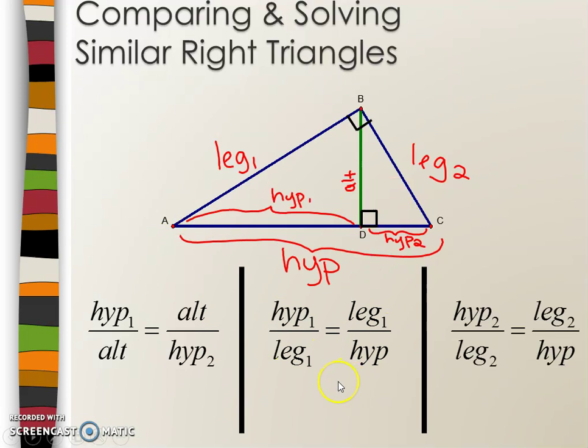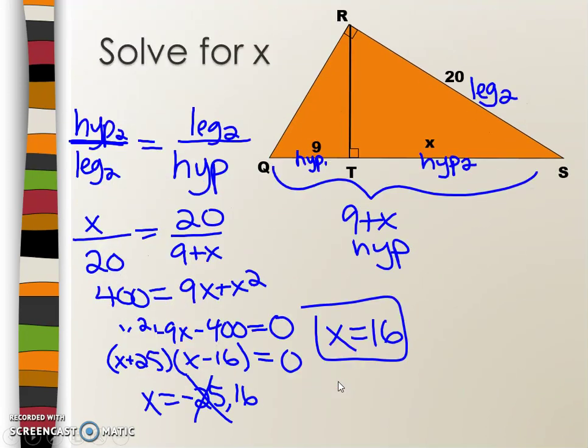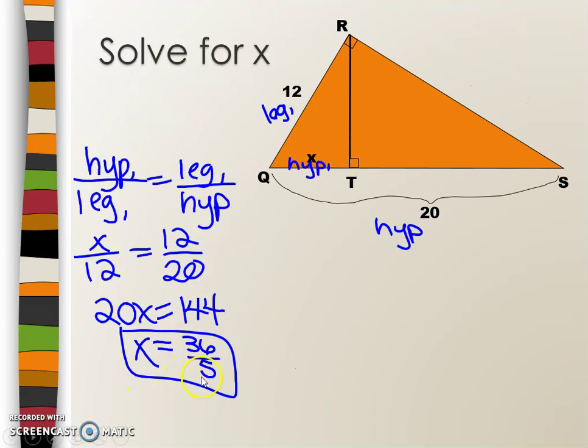So you need to see what information was given from the triangle, and then use the ratio according to that. So hypotenuse 1 over leg 1 equals leg 1 over hypotenuse. Here, the leg is your geometric mean, 12 and 12, and x is here, 20 is here. So cross multiply: x times 20 is 20x, 12 times 12 is 144. Divide each side by 20. Write your answer as a fraction, 36 over 5 in simplest form. So x is 36 over 5.